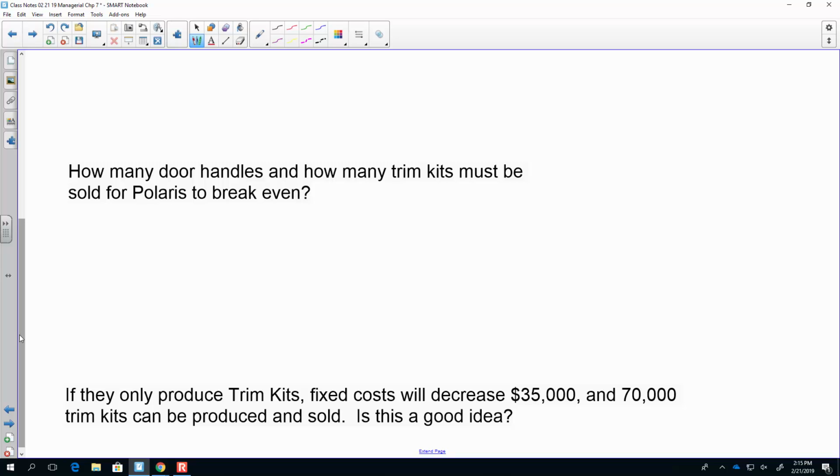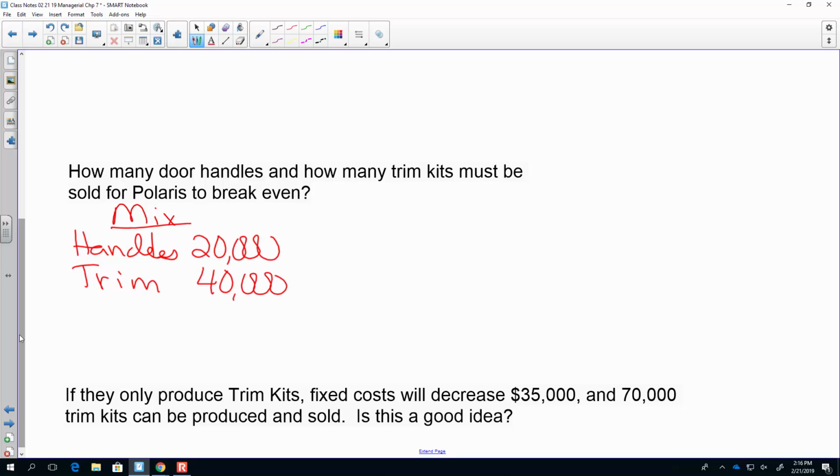Once we know the margin per unit, we now have to do our steps. We have to figure out what is the mix for each, or mix for this company in sales. They sold 20,000 handles and 40,000 trim kits. So I'm going to put handles at 20,000, trims at 40. My question is, what is the mix? It's 1 to 2. 1 to 2.